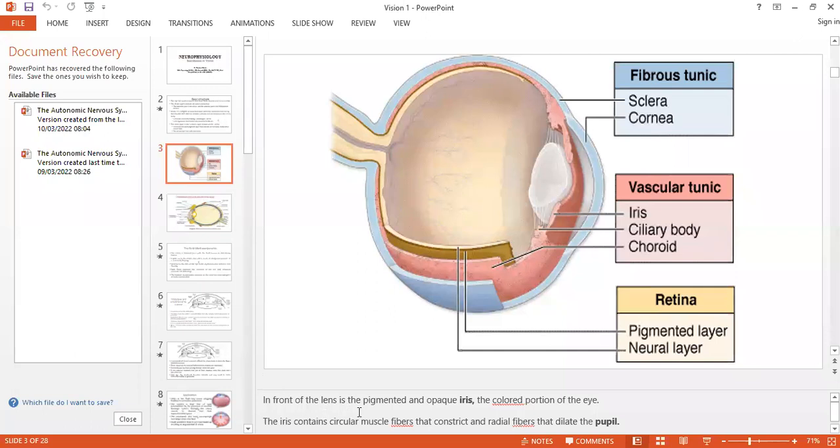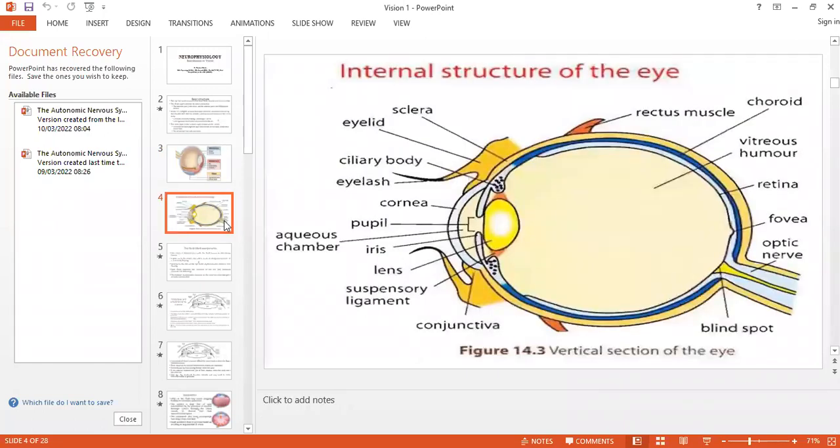So if you want, you can go through this. It says in front of the lens is the pigmented and opaque iris, the colored portion of the eye. The iris contains circular muscle fibers that constrict and radial fibers that dilate the pupil, okay? We'll talk about that later in detail as we go on. We talk about accommodation and other things.